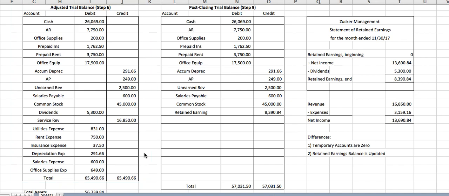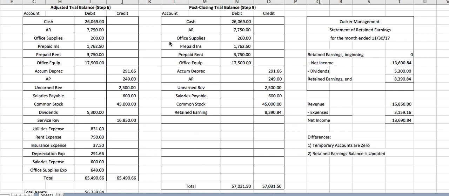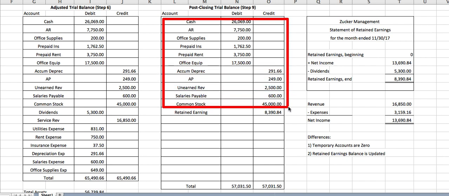Now, after we've done the closing entries, which, as I said, you don't need to know the closing entries, you just need to know the purpose of them and the effect of them. Well, the effect of them is this, the post-closing trial balance. Now, what I want you to notice about the post-closing trial balance is that all of the balances in the permanent accounts, which are here, are exactly the same as the adjusted trial balance.